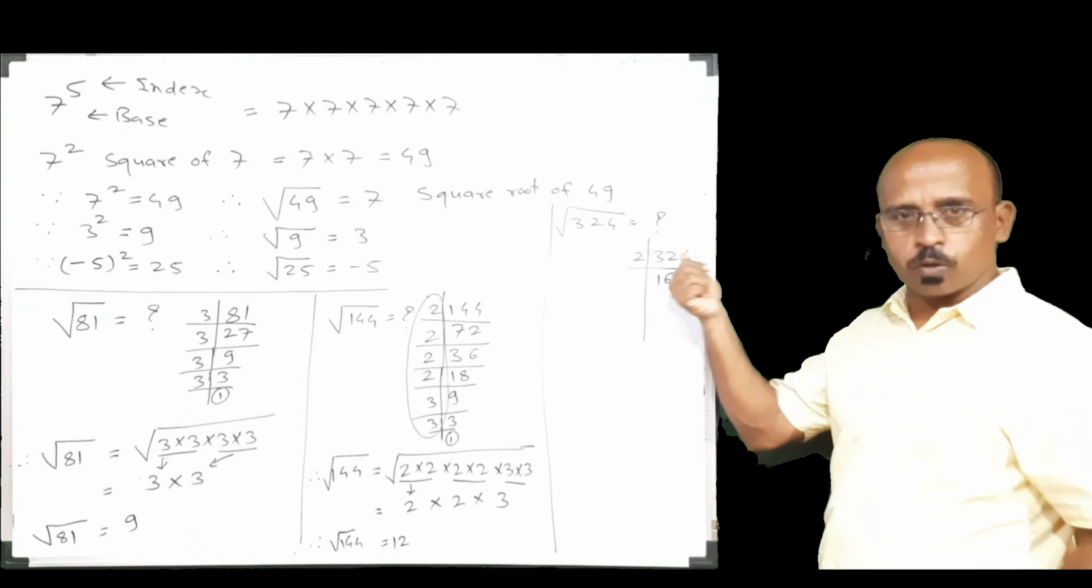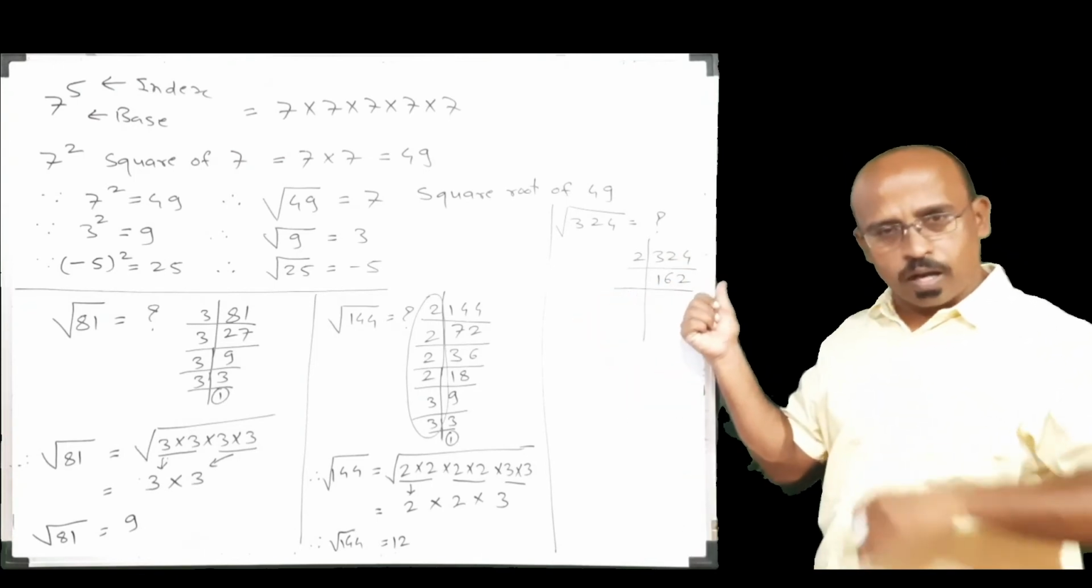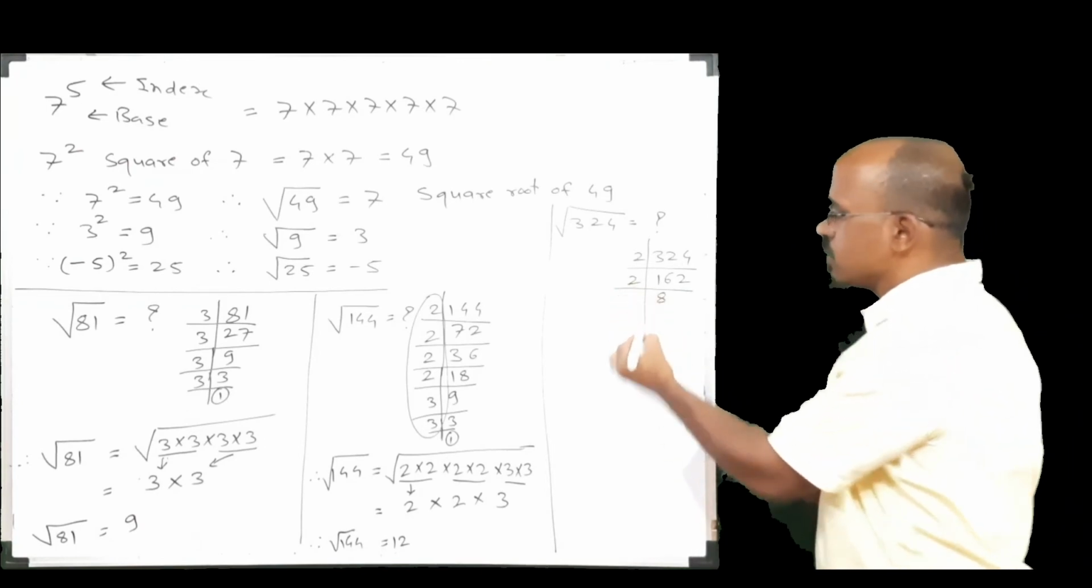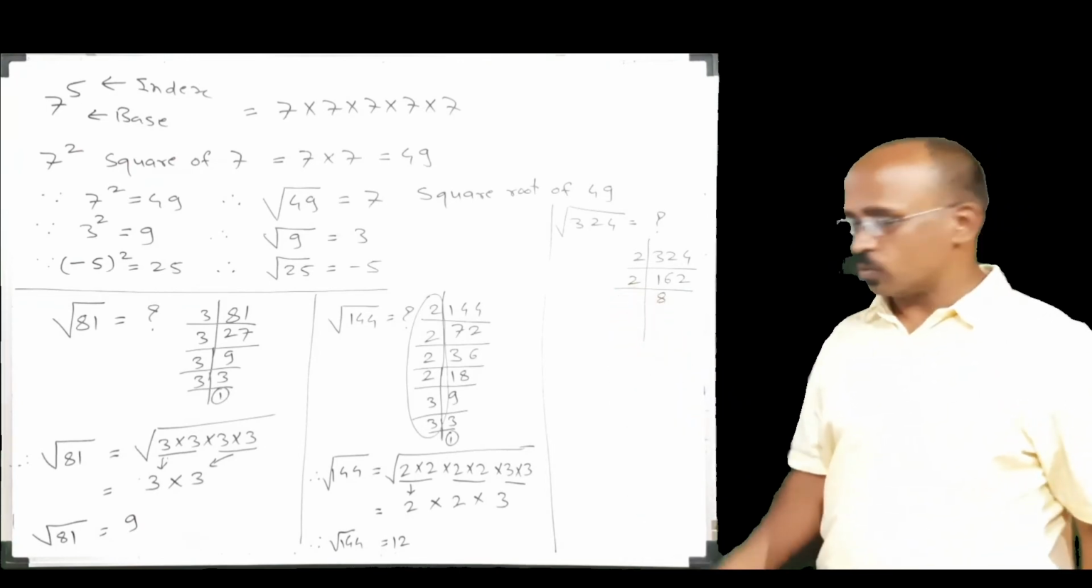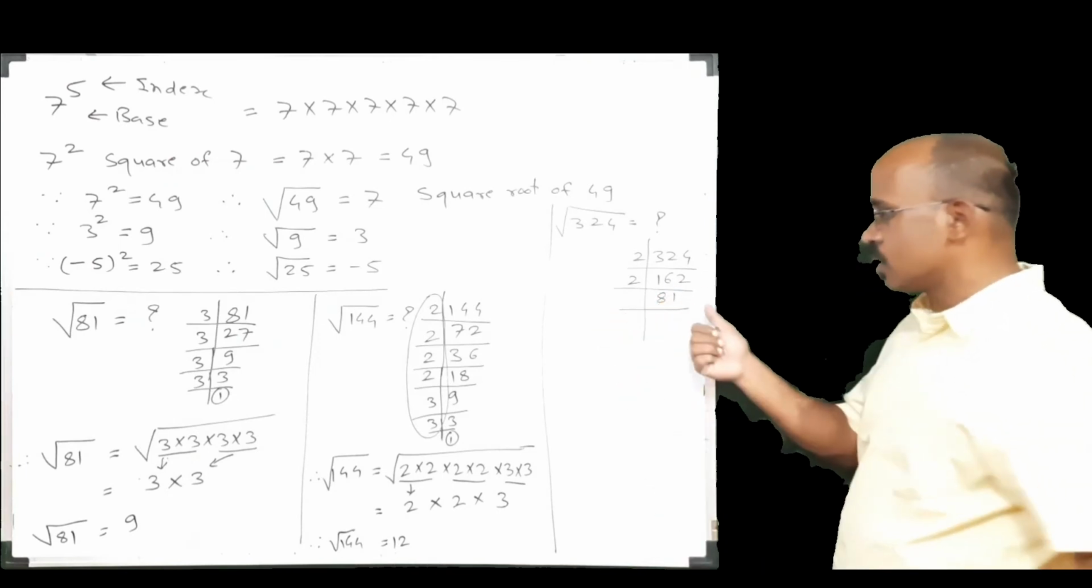So divide this 4 by 2. 2 2s are 4. 162. Ending with 2. So again divisible by 2. So let's divide it by 2. 2 8s are 16. 2 1s are 2. 81. We have factorized here.